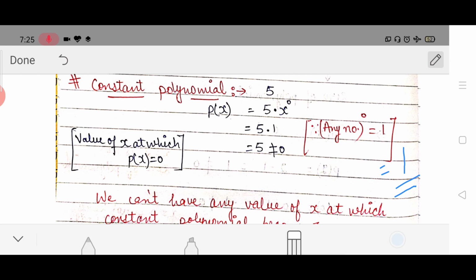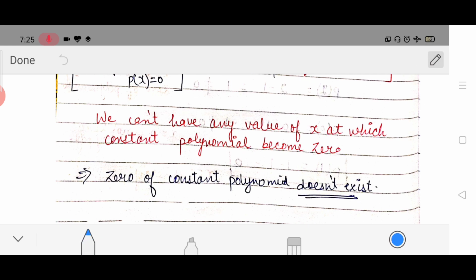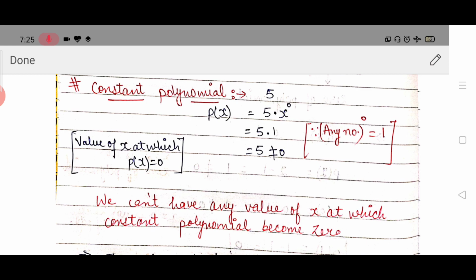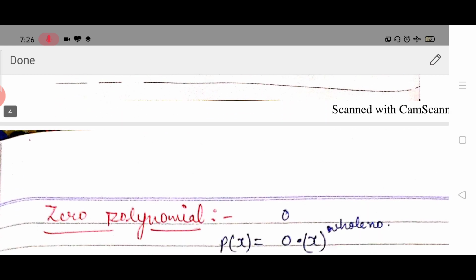So from here what we have learnt is that we cannot have any value of x at which a constant polynomial becomes 0. There is no such value of x in a constant polynomial at which we get the result 0, because 5 is 5; multiply it by 1 and the value stays the same, it remains 5. So that means in a constant polynomial we will not get 0. So we can say the zero of a constant polynomial does not exist. Okay. Now moving on to zero polynomial.